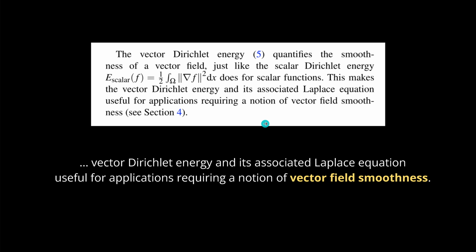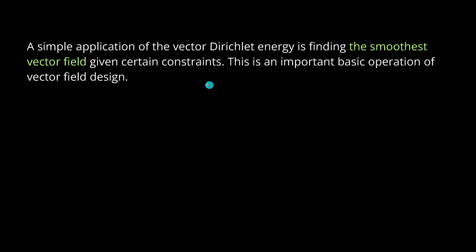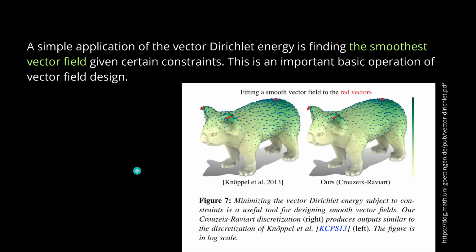Now, just to make sure, this vector Dirichlet energy that is just defined here quantifies the smoothness of a vector field. And this is what we are talking about, no? Just like the scalar did for the scalar function. And now this makes the vector Dirichlet energy and its associated Laplace equation useful for applications requiring a notion of vector field smoothness. So this is what we want to experiment with now. The smoothness of a vector field is given by certain constraints. Beautiful. Just to give you this example.